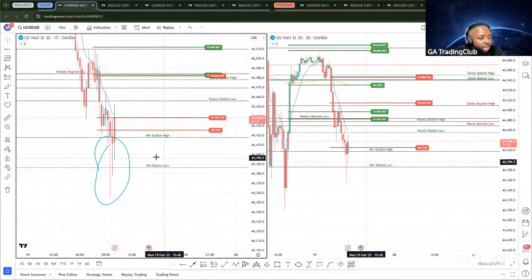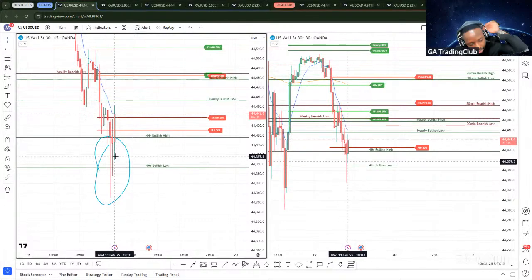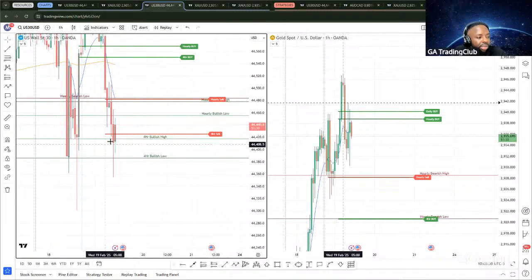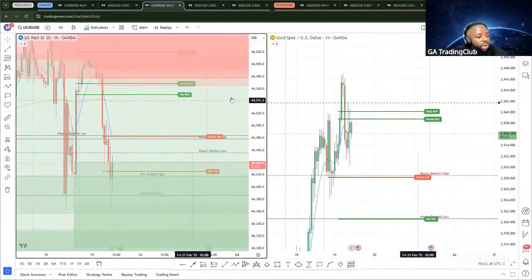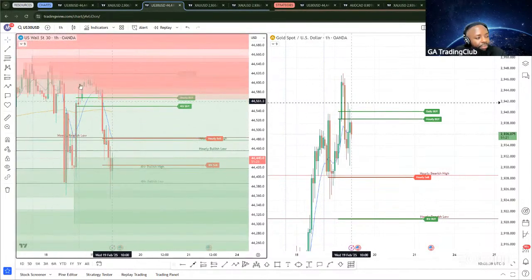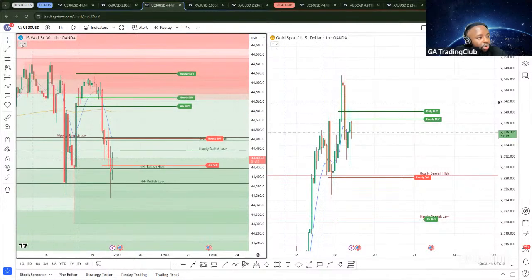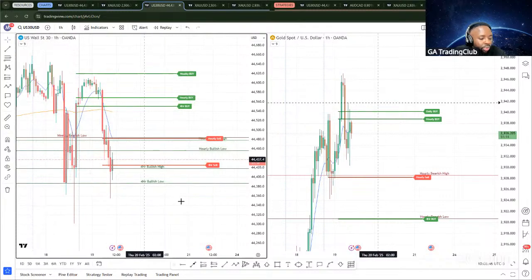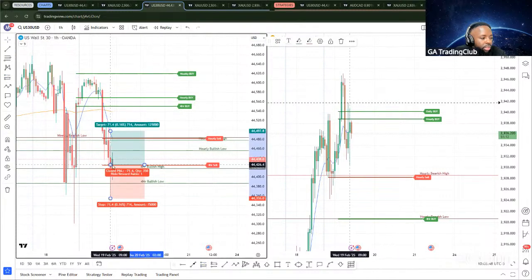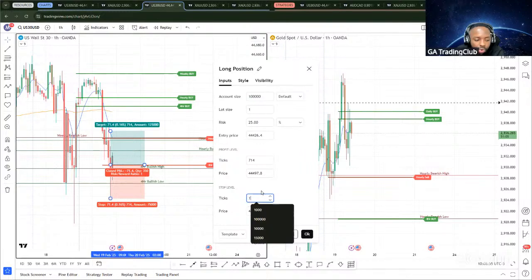Unfortunately, there was no entry here. I wish we had a nice entry here on the hourly for US 30. So we did have it right here. The only thing for this hourly entry is that we were in a zone of overlap of zones between the red and green. With trades that are in overlap of zones, even in the hourly and 4-hour time frames, I go for wider stop losses here.